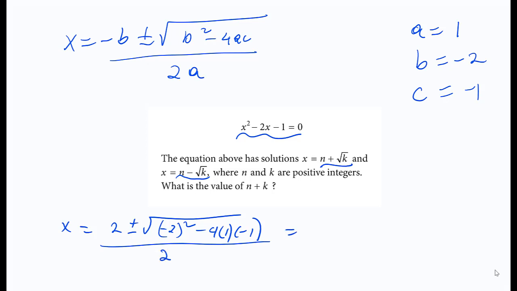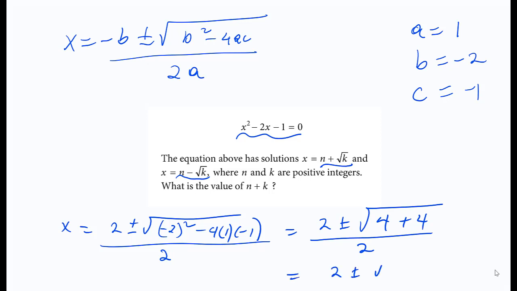Now that's going to give me 2 plus or minus the square root. Here we're going to have negative 2 squared, which is going to be 4, and then here we have negative 4 times 1 times negative 1, which gives me positive 4, all divided by 2. Now to simplify, we're going to get 2 plus or minus the square root of 4 plus 4, which is 8, divided by 2.